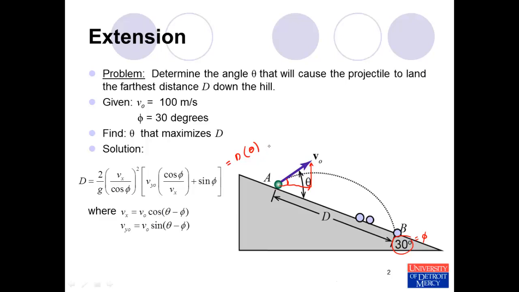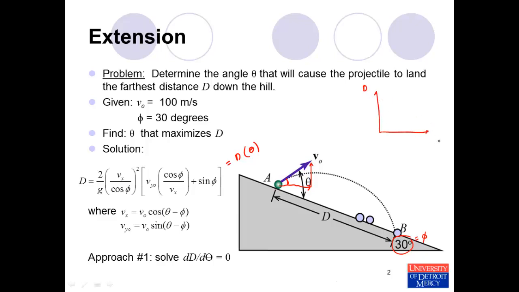And so in essence, we want to find the value of theta that maximizes d. If you think back to calculus, one way that we can do this is by taking the derivative of this function d with respect to theta, with respect to the variable we want to find, and set it equal to 0.